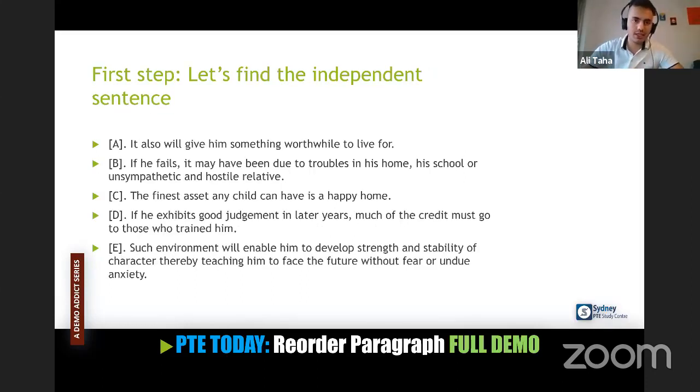What about going to this one? I'm going to give you 30 seconds to find out the independent sentence. Which sentence do you guys think is the correct one, the independent one? Is it A, B, C, D, or E? You have 10 seconds.